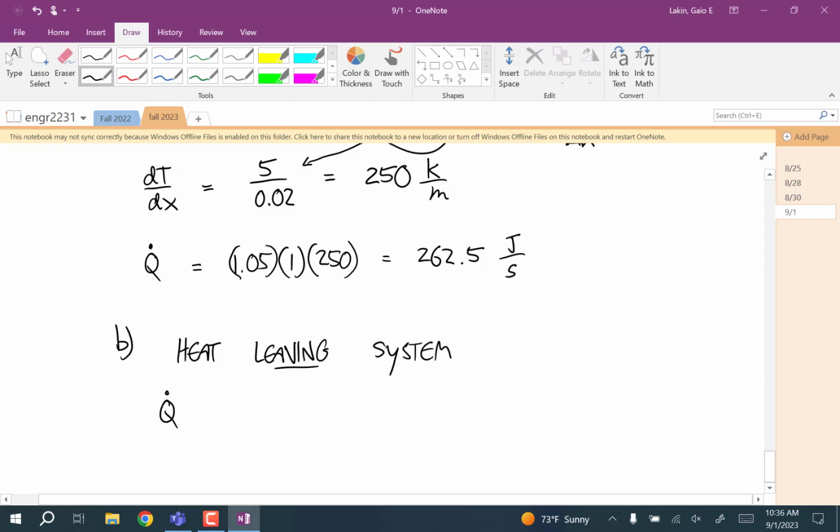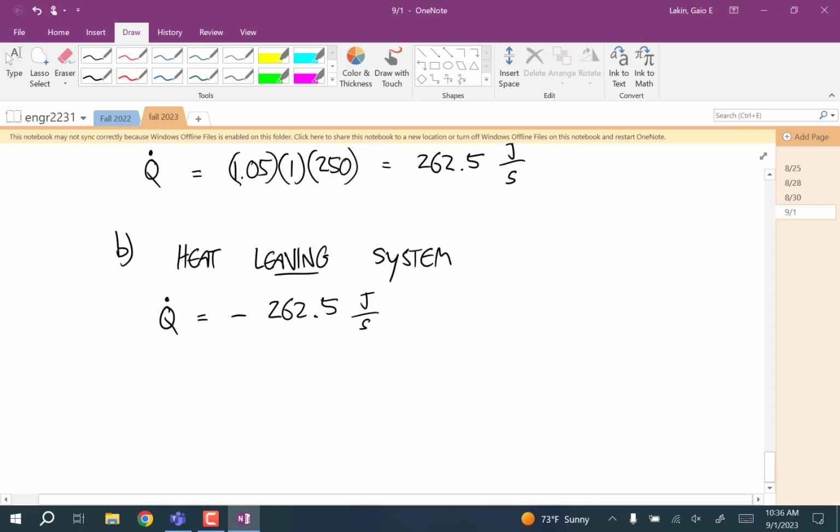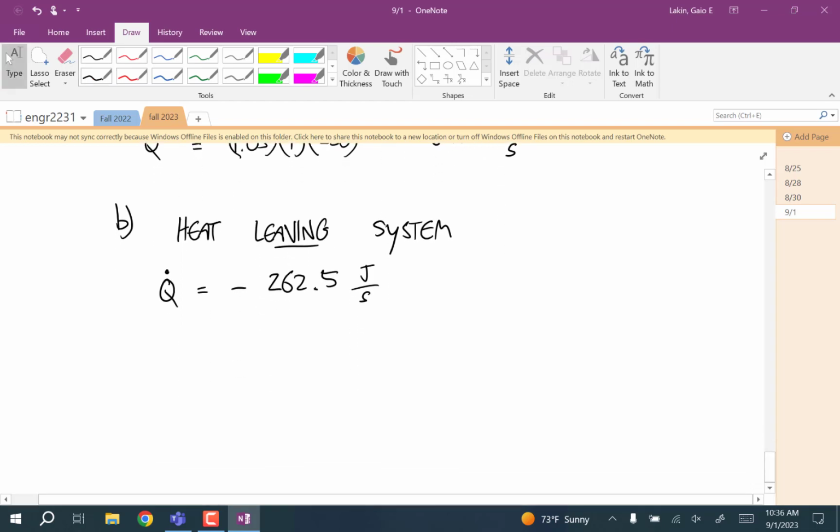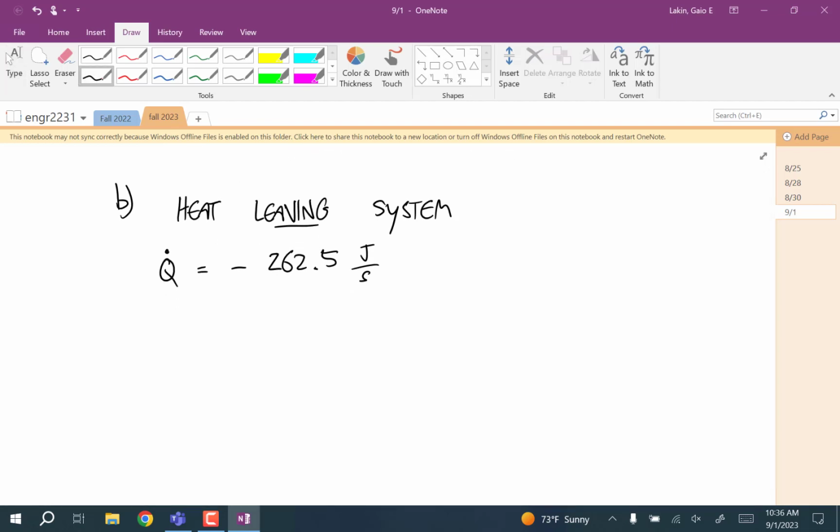So Q dot is equal to negative 262.5 joules per second. And now you have something that you can use in the first law if it's asking you to calculate the work or something. Any questions about that one? That one's conduction. So now we're going on to radiation.